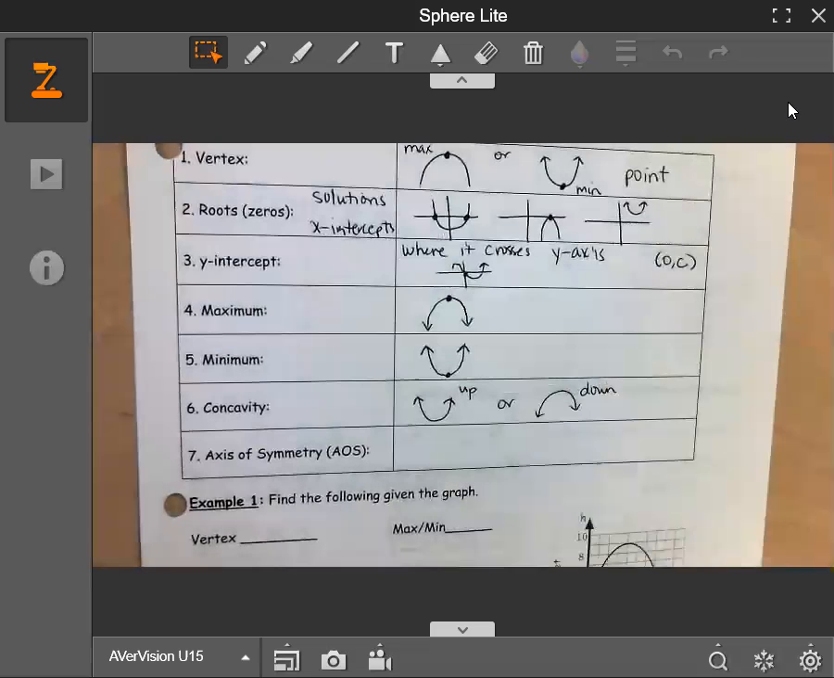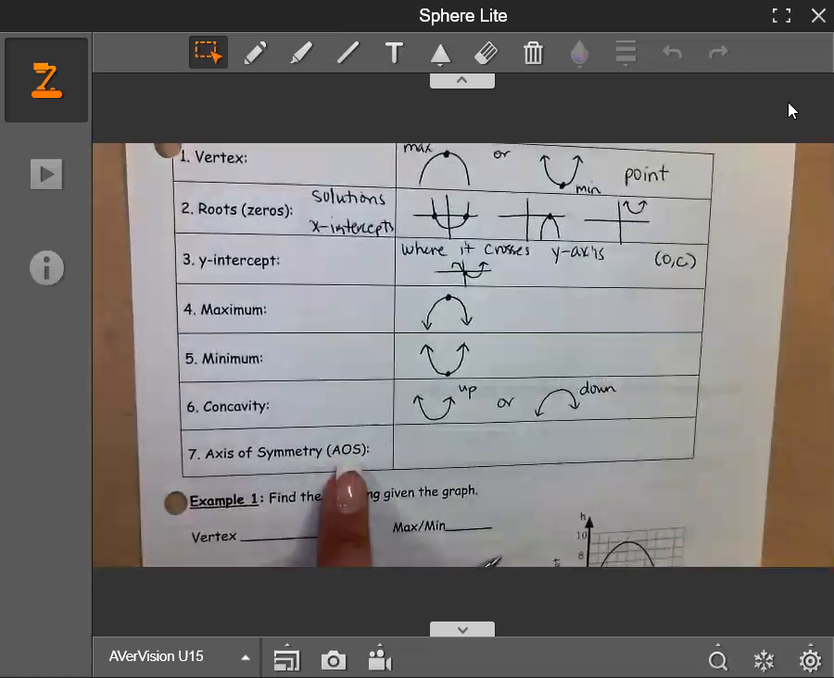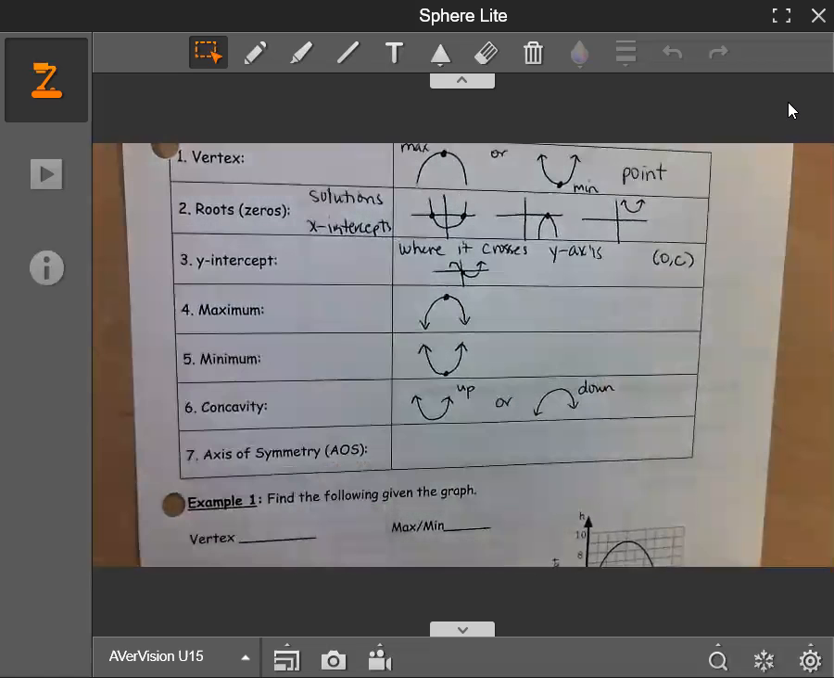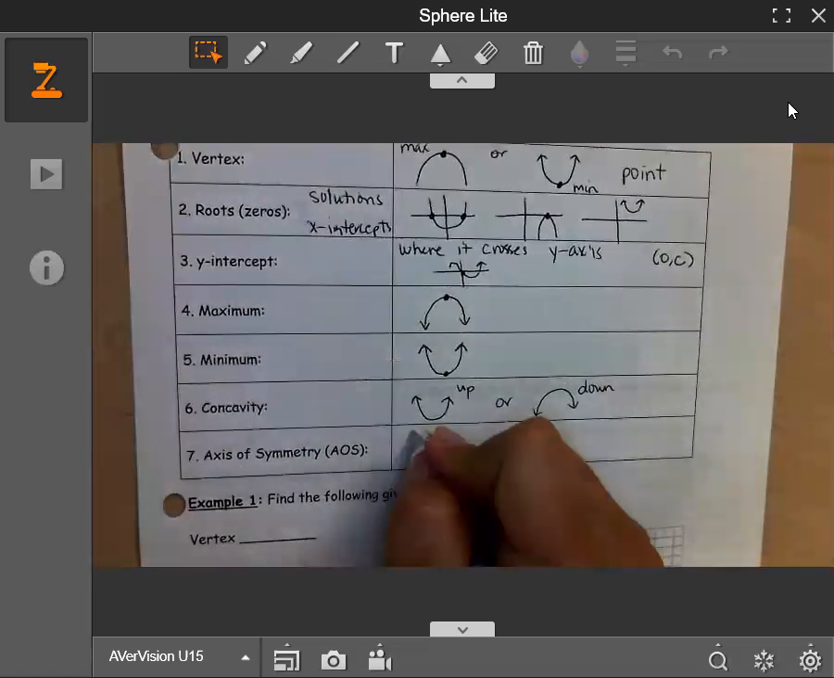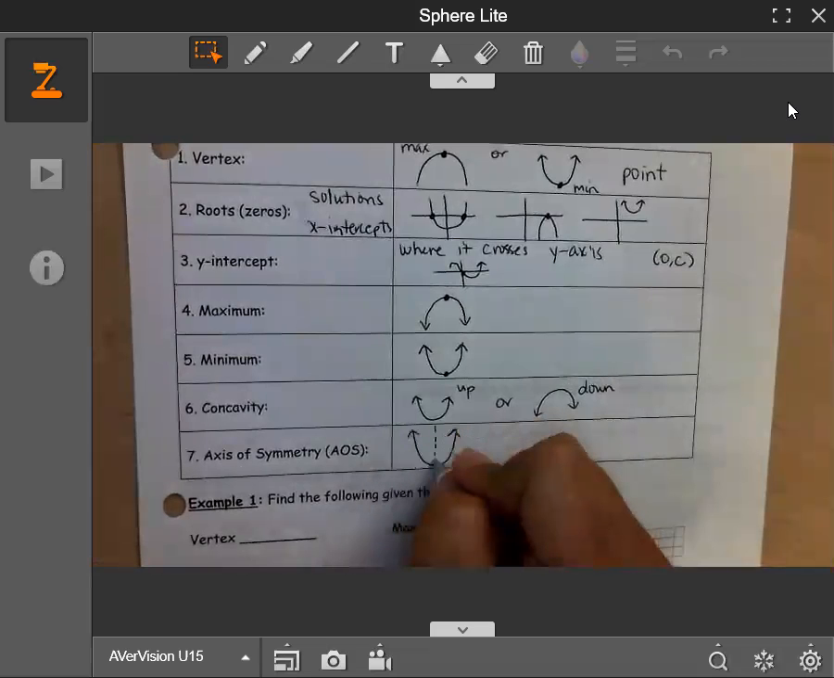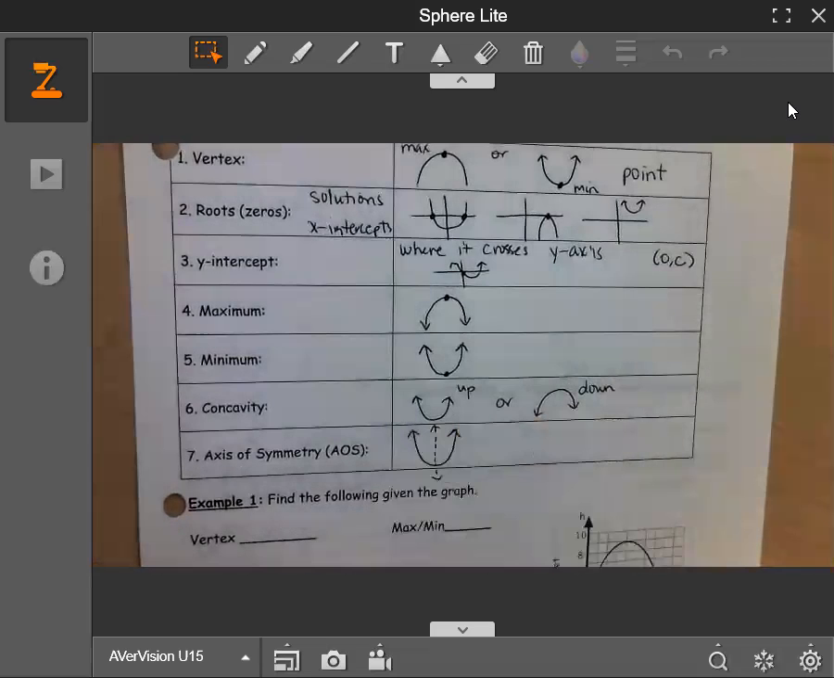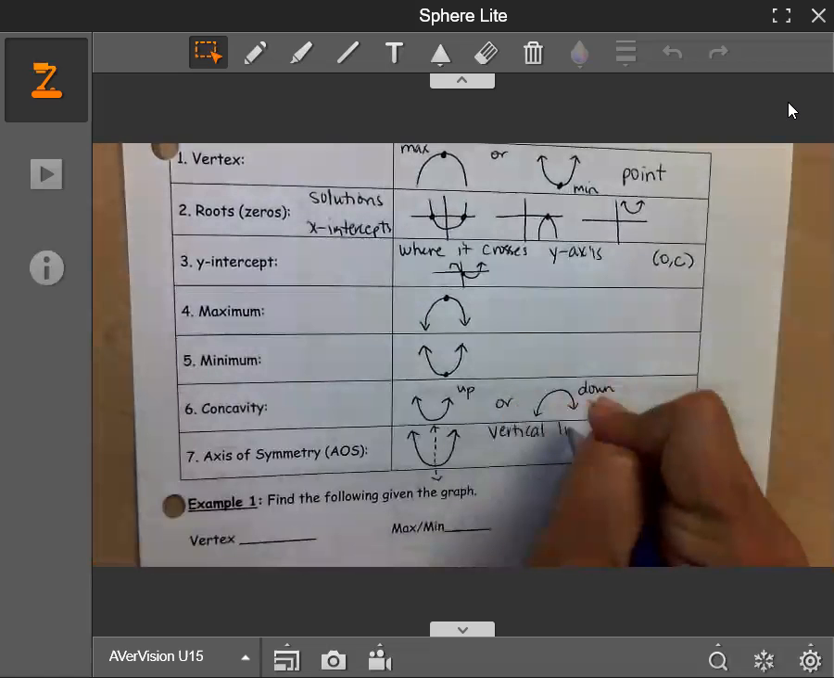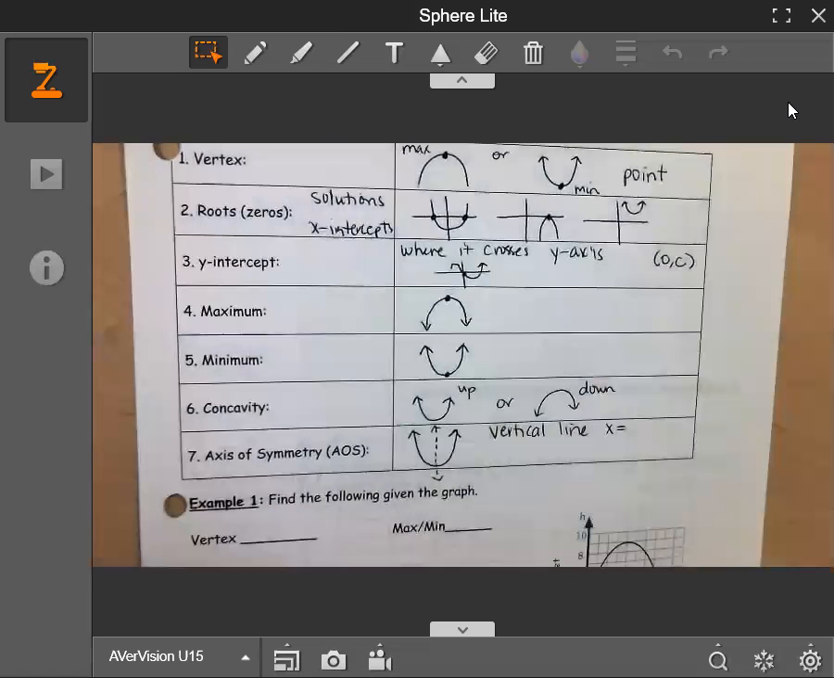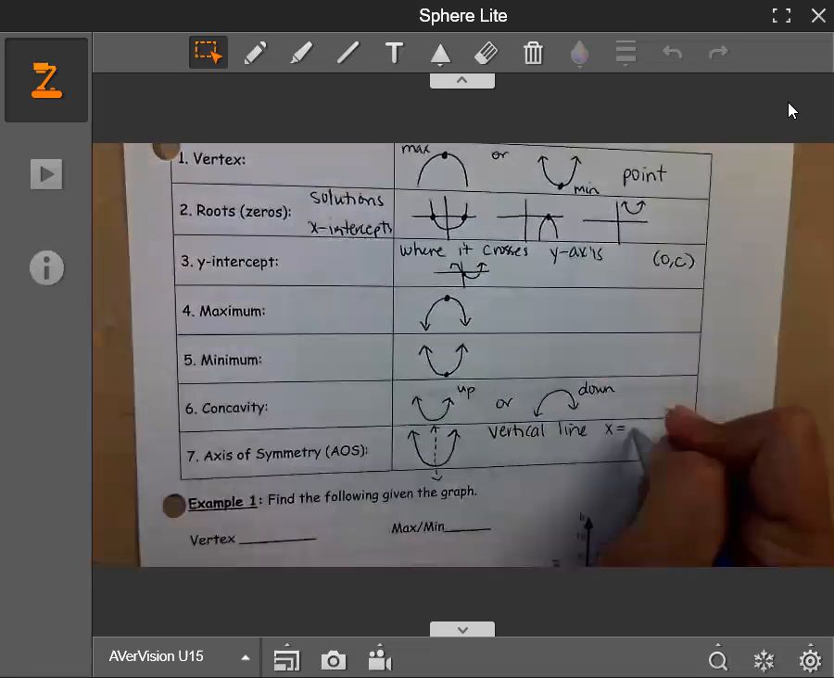The axis of symmetry, which we will refer to as the AOS most of the time, is the line that cuts our parabola in half. Since we're working with parabolas that open up and down right now, it is always going to be a vertical line. Vertical lines are always x equals. So you'll write the equation as x equals whatever that number is.